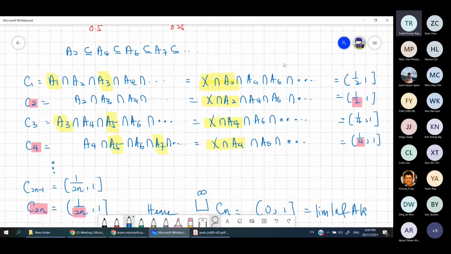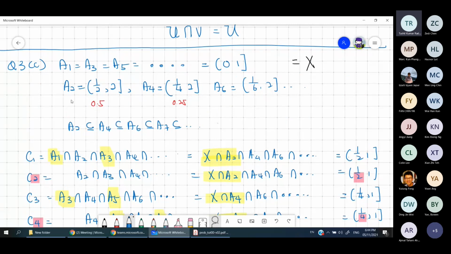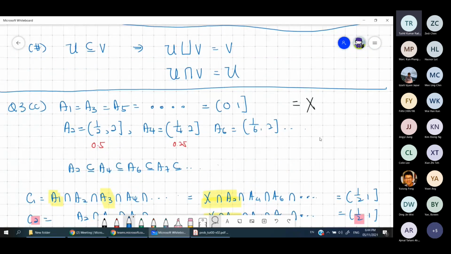Okay, let's go back to B. Before that, we look at here. A2N is an increasing sequence for the coordinate. The even terms form an increasing sequence, right? And as I said, when you take a union, we just take the largest one. So we have this conclusion: if you are taking the union of all the A_K where K is even, you are taking all of these, so that is 1 over K to 2, which means this will be 0 to 2. I'm not taking the odd terms, just the even terms, however it will affect the result.